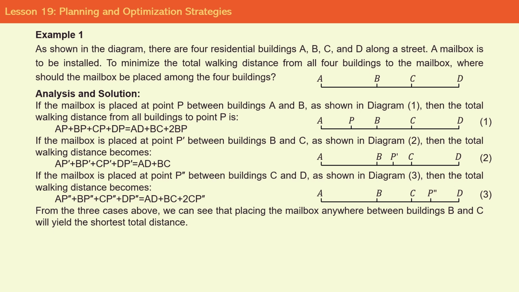If the mailbox is placed at point P'' between buildings C and D, as shown in diagram 3, then the total walking distance becomes AP'' plus BP'' plus CP'' plus DP'' equals AD plus BC plus 2CP''. From the 3 cases above, we can see that placing the mailbox anywhere between buildings B and C will yield the shortest total distance.